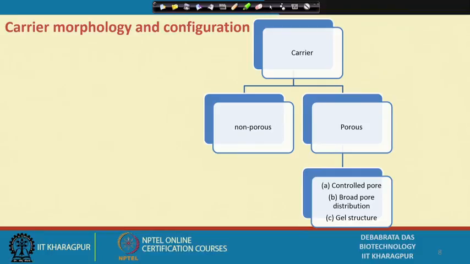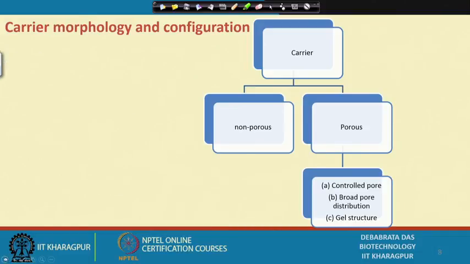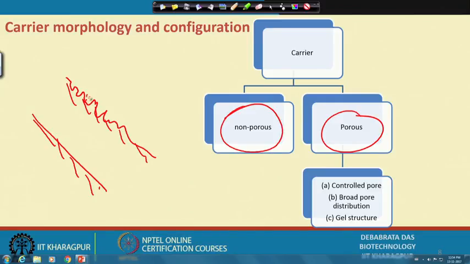So when we talk about any kind of solid carrier, broadly it can be divided into two types. One is called non-porous, and another is porous. That means suppose this is solid matrix, so it doesn't have any pore, but this solid matrix may be having this kind of pore, some pores inside the solid matrix. So this is non-porous, this is porous.